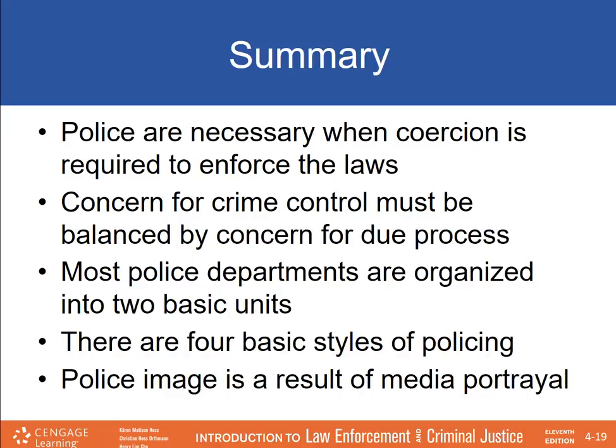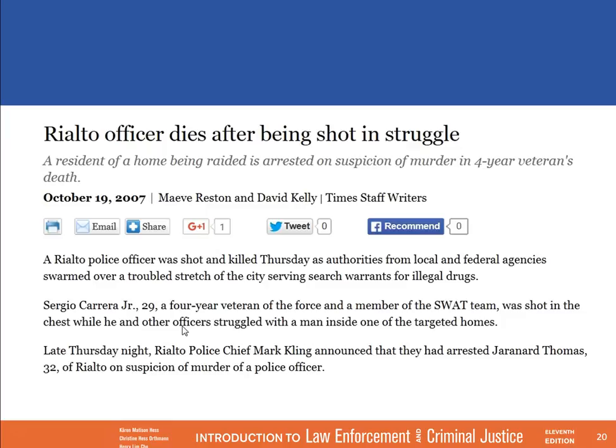In summary, for this chapter, police are necessary when coercion is required to enforce the laws. We talked about that. Concern for crime control must be balanced by the concern for due process. That's a tough one. Most police departments are organized into those two big basic units that I showed you. There are 4 basic styles of policing, or how they portray law enforcement officers. And police image is a result of media portrayal, and again, sometimes the media does well for us, and sometimes they don't. I have an article at the end of this one that you can look at, and it shows you the nature of police work and how difficult law enforcement can actually be.